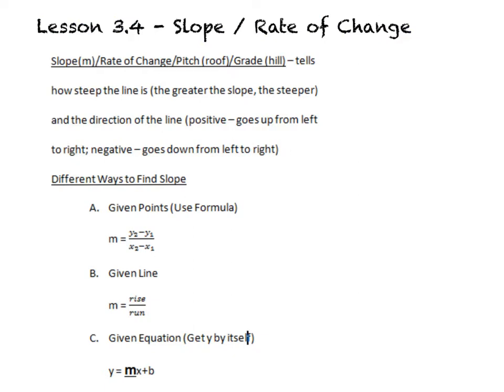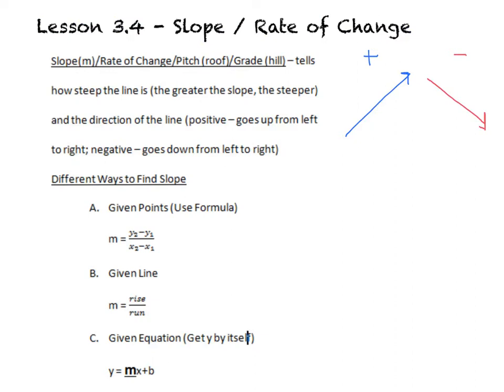is. The bigger the slope, the greater the number, and the direction of the line. So if it's a positive slope, that means it goes up from left to right, and if it's negative, it goes down from left to right. So let me draw a quick picture here, and you can draw this on your paper. A positive slope would go up like this. And if it was a negative slope, put a negative sign here, it would go down.